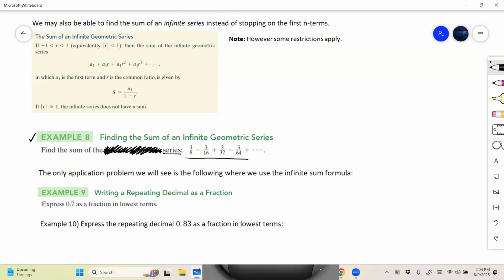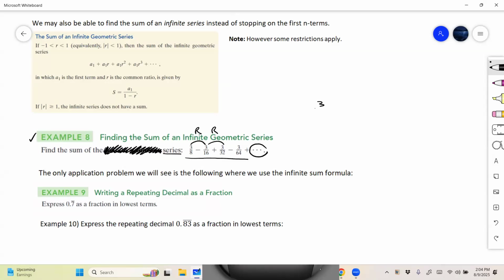Now, number one, how do I know this is infinite? Because it doesn't stop. So this is infinite. Or how do I know this is geometric? I can confirm by finding the ratio. Okay, so we can check two ratios. I'm going to find this one and I'm going to find that one. And if those two are the same, I am going to say that this is a geometric series.